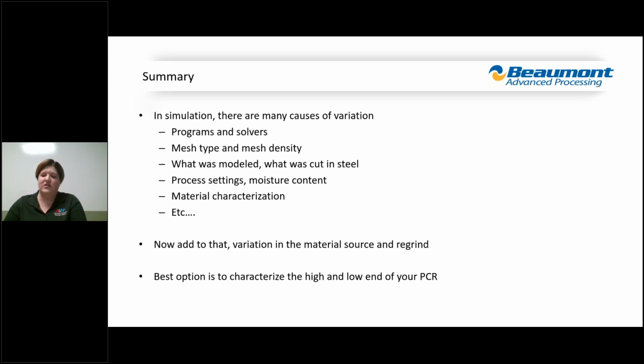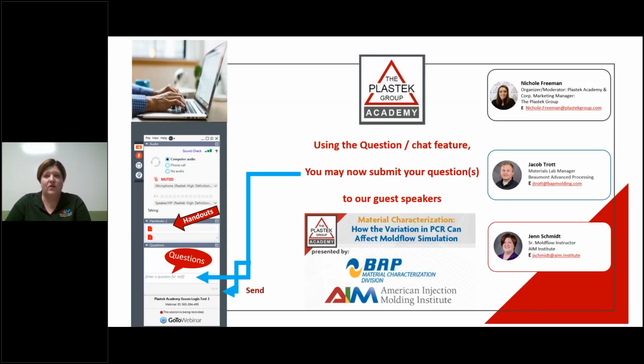He did mention this, but I'm going to finish on this because I think with all this variation, it can be very hard to get distinct, accurate results in Moldflow. And so if that's what you're looking for with recycled content, I think the best way to go about it is to take a high-end and a low-end version of what you typically see as a lot of recycled content, characterize both of those, and then run that through simulation. That should at least give us a representative range of what we might expect to see for simulation results. And with that, I will turn it over to Nicole.